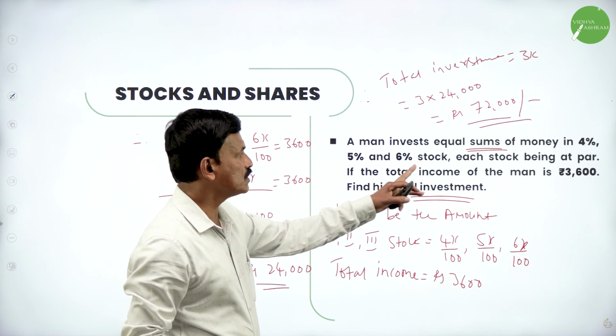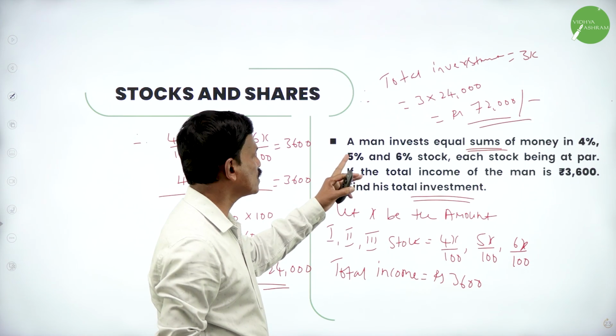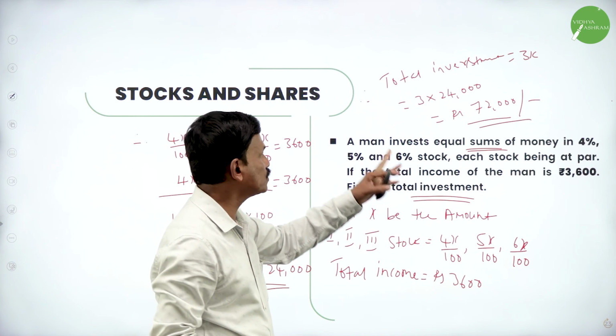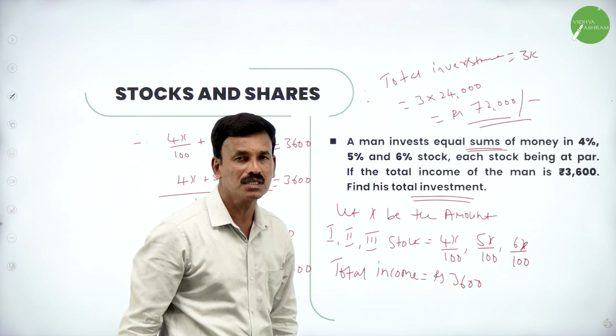So he invested equal sums of money in 4%, 5% and 6% stock. 3 stocks, so therefore 3x. 3 into 24,000 is 72,000, the total investment. Hope you followed all the problems for 1 mark as well as for 2 marks and 3 marks along with a few concepts and definitions.